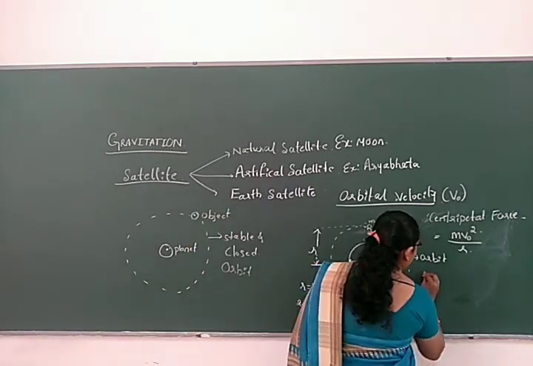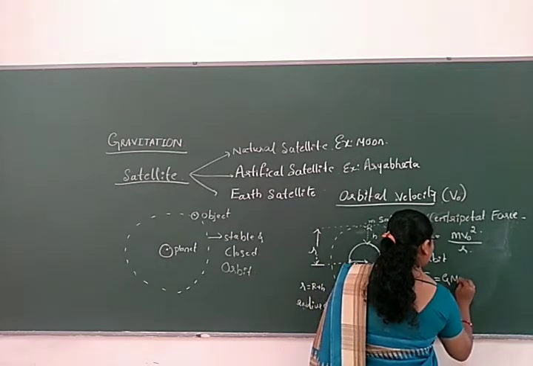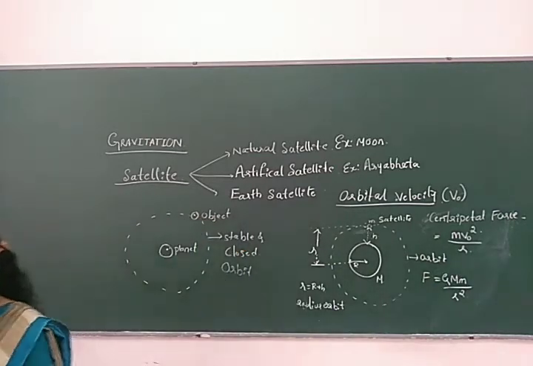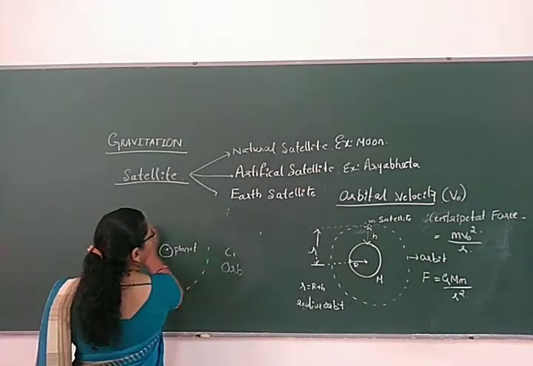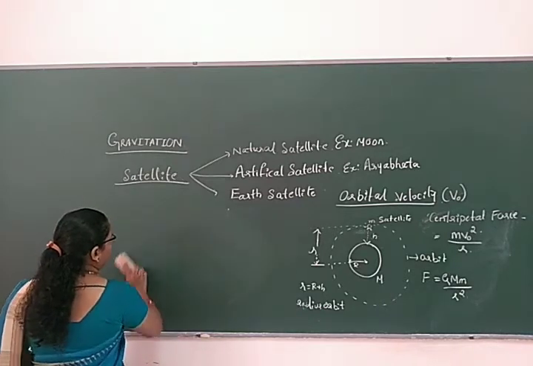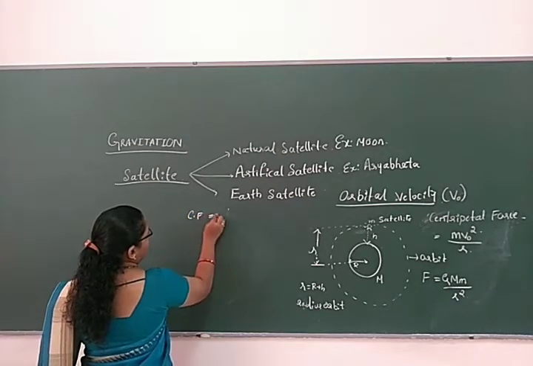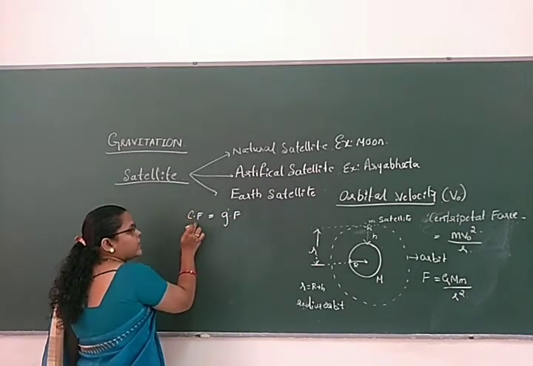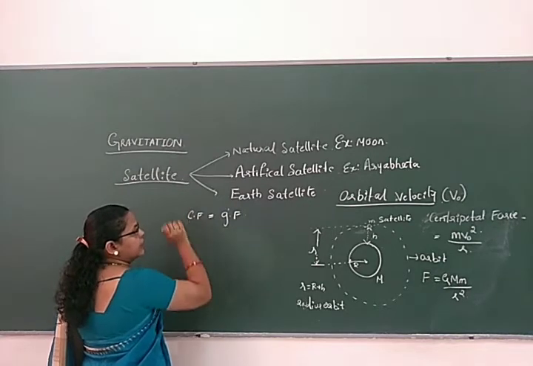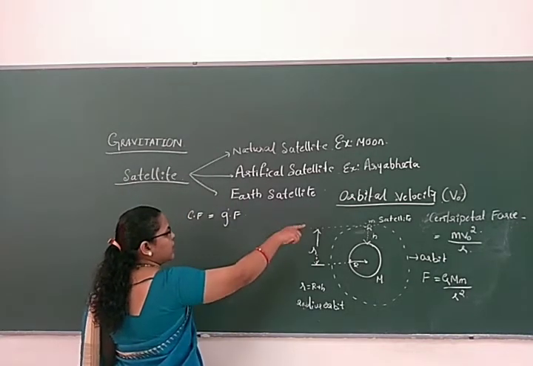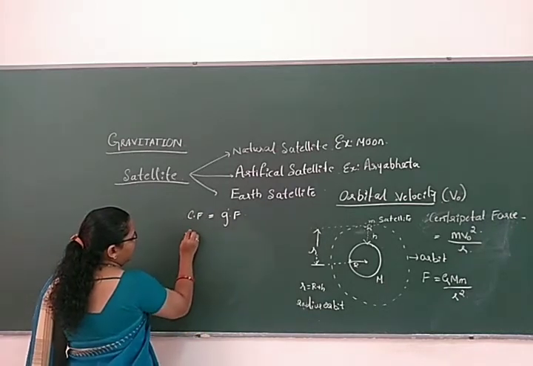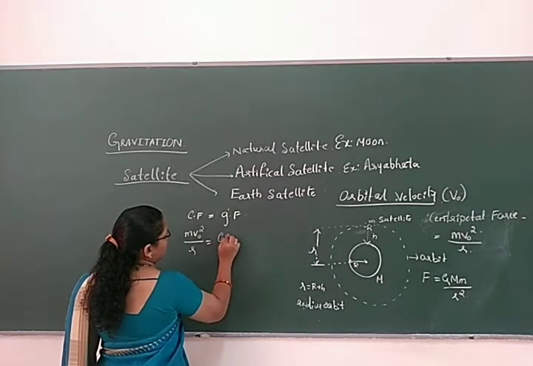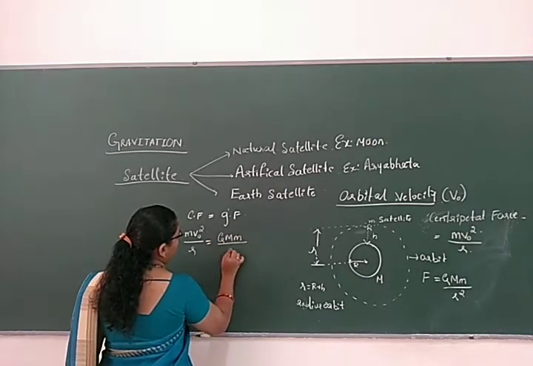What is the gravitational force here? F is equal to G capital M small m by r square. Right? Now, the centripetal force is equal to the gravitational force, or else we can say that the required centripetal force is provided by the gravitational force acting on the satellite by the Earth. Now, m v naught square by r is equal to G M m by r square.